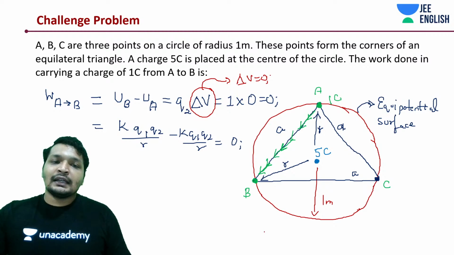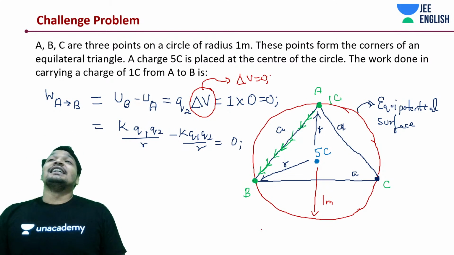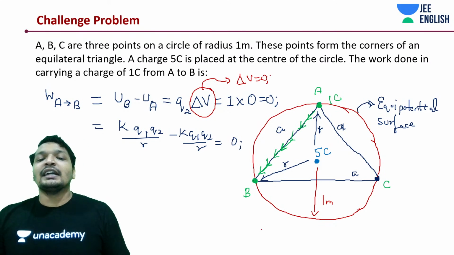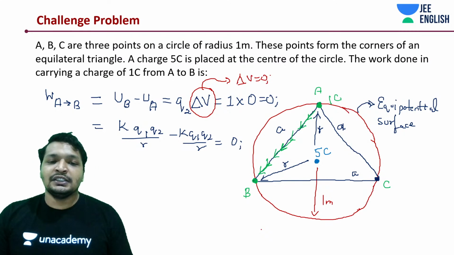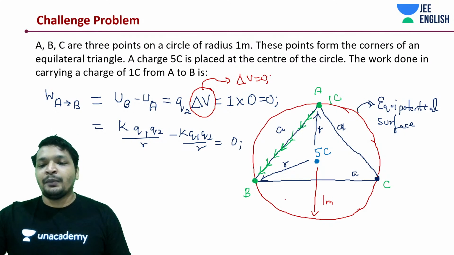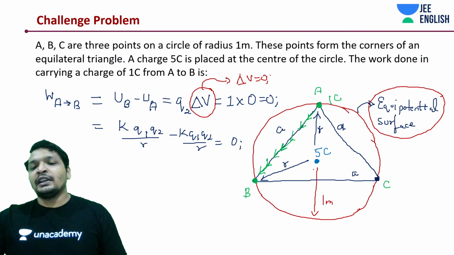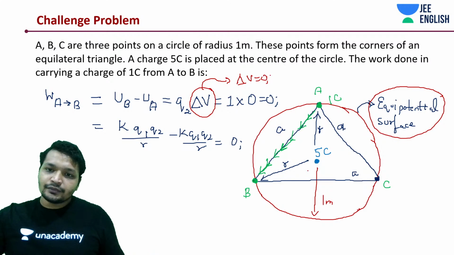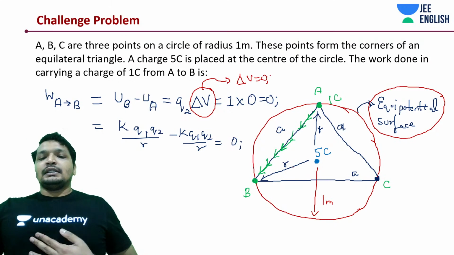Why is this all happening? Because your electrostatic force is a conservative force. Hence, it only depends on initial position and final position. And this is an equipotential surface that you understood. From 5 coulomb it's an equipotential surface, right? I hope this is clear, guys.